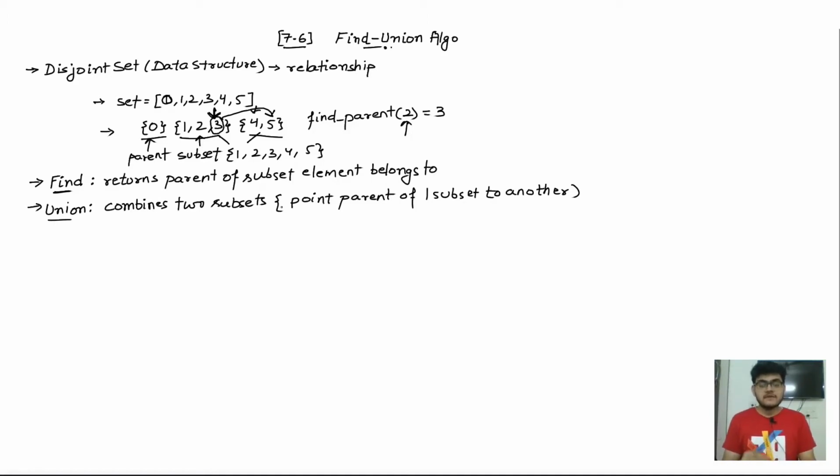So now we are going to see how logically we can divide a given set into partitions or subsets using these two operations, which are find and union, right? So let's start with the algorithm part. First of all, we are going to assume that we are given a set which is here 0, 1, 2, 3, 4, 5. The first step is to create a set which we will call the parent set.